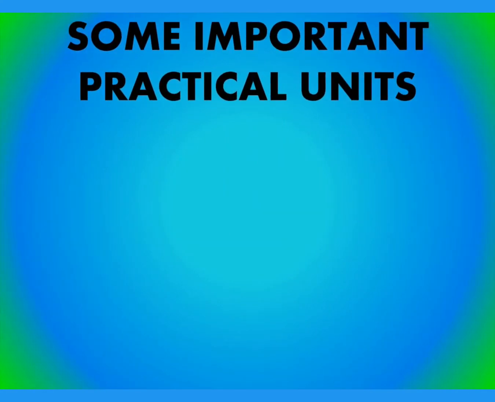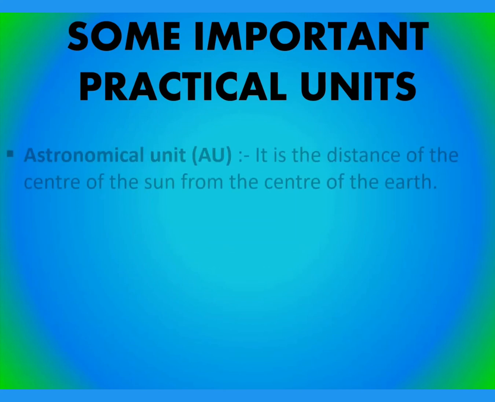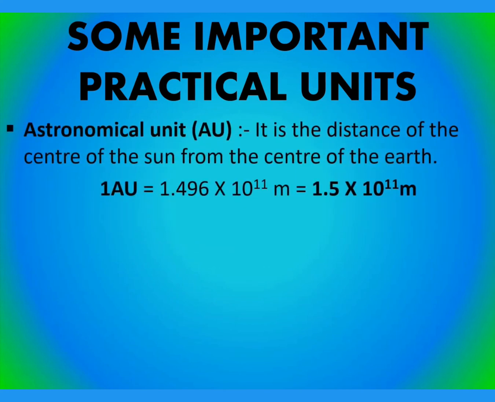Now, some important practical units. Astronomical unit. It is represented by capital AU. It is the distance of the center of the Sun from the center of the Earth, and the value of astronomical unit is 1.5 × 10^11 meter.